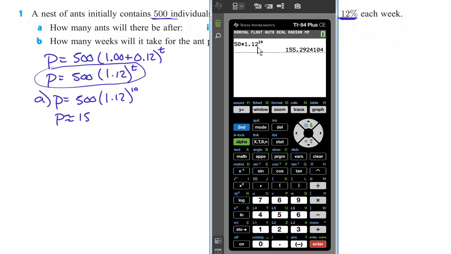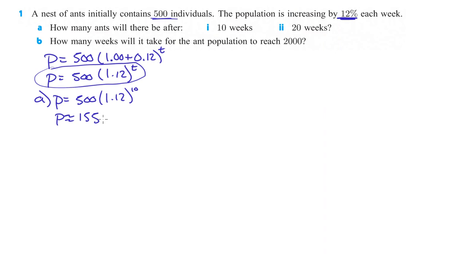Oh, because I did 50. It's supposed to be 500. 500 times 1.12 to the 10th. There we go. 1,553, about 1,553 ants after 10 weeks.